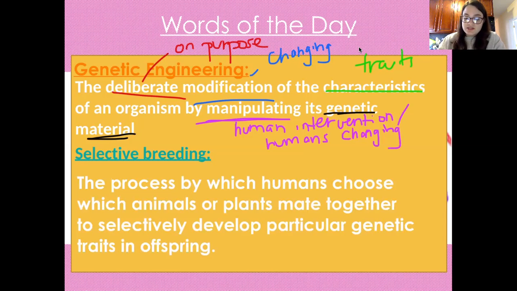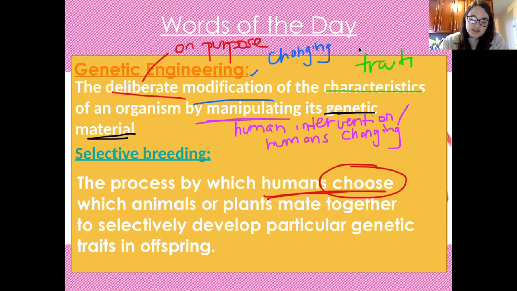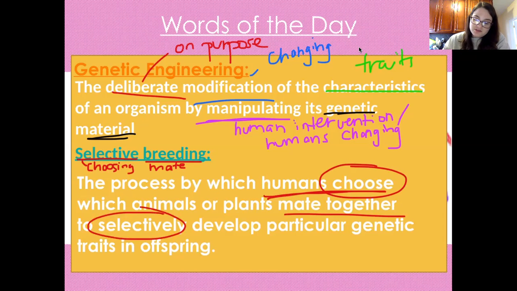So if we break that down, the key phrase here is humans choosing, because we are deciding what traits to pass on. Once again, I broke this down earlier, but when we talk about selective breeding, we're talking about choosing. So selective means choosing, and breeding, we're talking about mating. So selective breeding is talking about when humans choose which animals get to mate. So we choose which animals or plants mate together to selectively, remember we're choosing, develop particular genetic traits in an offspring.